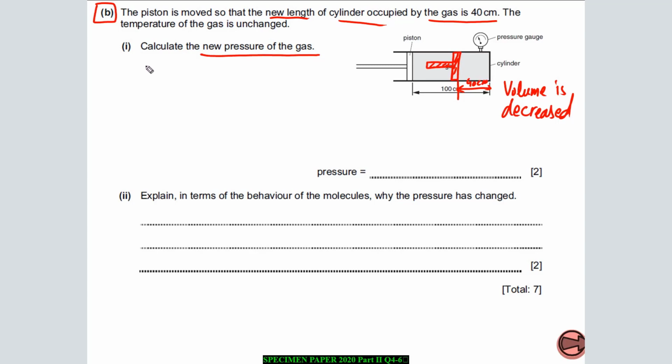This is quite a straightforward one. We need to use P1 V1 is equal to P2 V2. All the information is given in the previous part. We just need to plug in values here. One thing we need to understand is that as the cross-sectional area is the same, the volume of a cylinder is equal to cross-sectional area times L. So if area is the same, we can simply consider L.